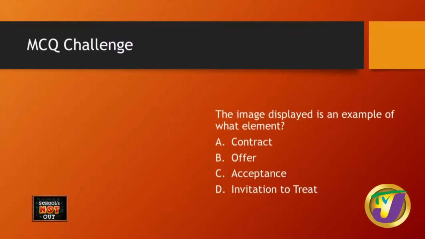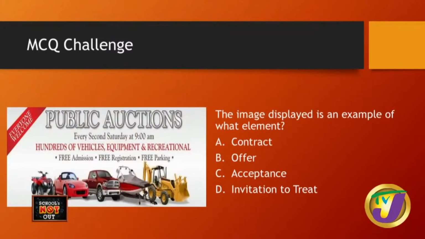All right, so here we have another challenge. Let's see if we can get this one. So look at the picture. Take a little while to examine the picture. It starts out, it says public auction. Every second Saturday at 9 a.m., hundreds of vehicles, equipment, and recreational, free admission, free registration, free parking. All right, so the big heading at the top says public auction.